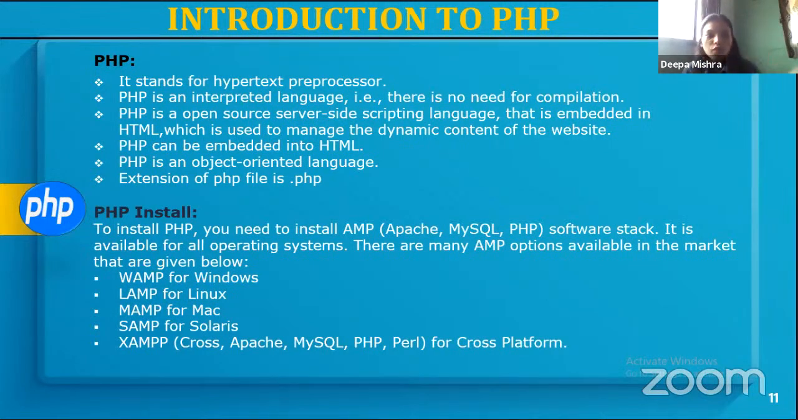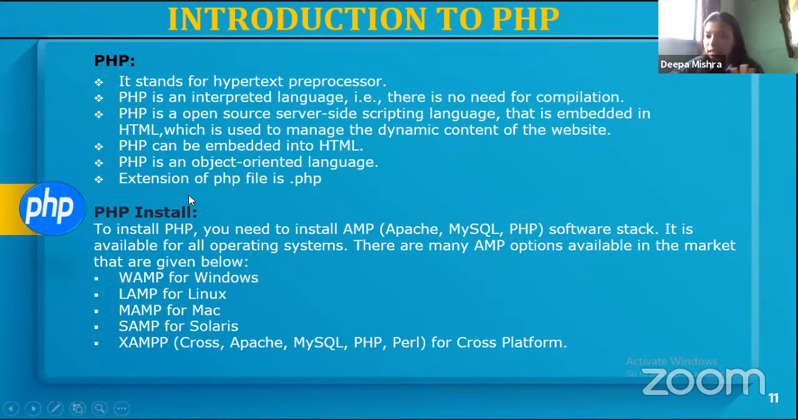Now the extension of PHP is .php, and you can write this PHP code inside HTML as well. That means you can embed your PHP code inside HTML. But if you are embedding PHP inside HTML, at that time you have to save your code with the .php extension. If your file contains PHP code, it is mandatory to save it with the .php extension.